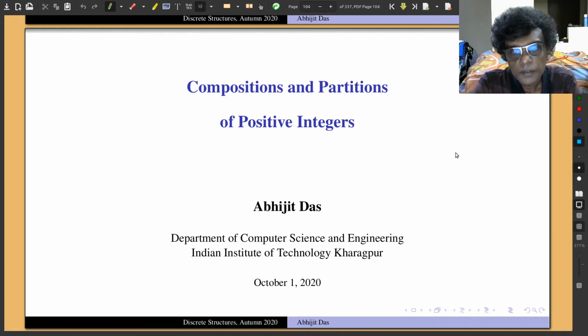So in the second lecture on generating functions, we will see more applications, for example, in counting compositions and partitions of positive integers. Also, at the end, I will introduce the concept of exponential generating functions. Okay, so let's start with the applications first.